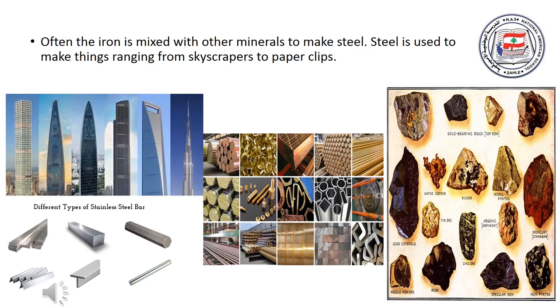So the first picture shows you the skyscrapers. The second shows you different types of stainless steel bar, and you should know that steel could be used in many different things. Also in your kitchen you can find many things made of stainless steel, like forks, knives, spoons, bowls. So we have many uses for steel. And the last picture shows you different kinds of rocks and minerals.